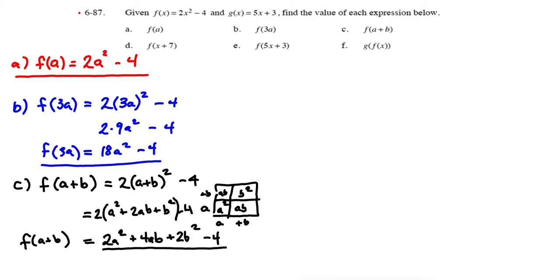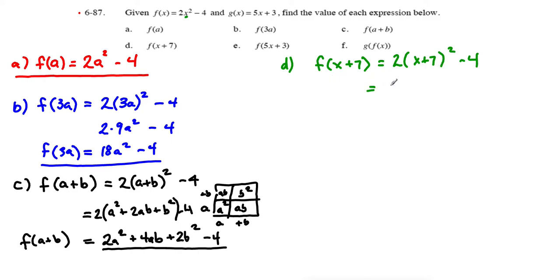All right, moving on now to letter D. We have the function f of x plus 7. I'll do this one in green over here. This is letter D. So as we plug it in, we're going to put this in for our x here. So we're going to say 2 times the quantity of x plus 7 squared minus 4.